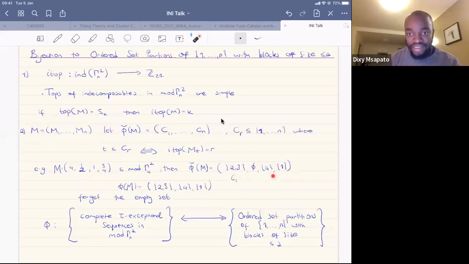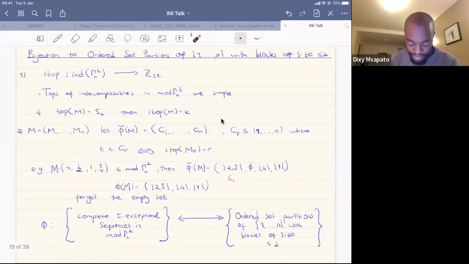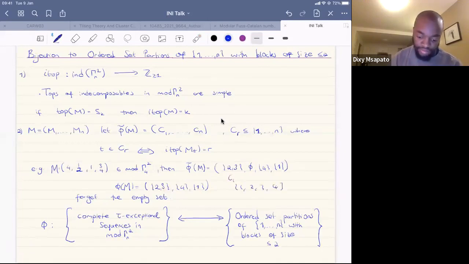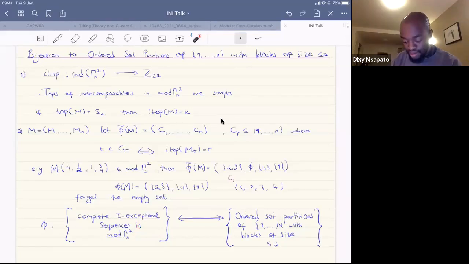This is not quite an ordered set partition. So if you forget the empty set, then you get this sequence here, which is now an ordered set partition. So it's the ordered set partition {2,3}, {4}, {1}, partitioning the set 1, 2, 3, 4. And this is the map which gives us a bijection between complete tau exceptional sequences of mod Γ_n^2 and ordered set partitions of the set 1 to n with blocks of size at most 2.